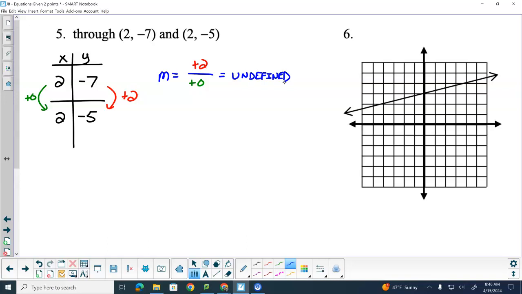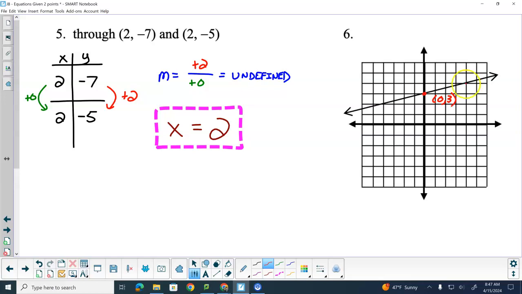Undefined slopes are what? Are they special? So special that they might be on the sideboard? Yes? Which ones are they on the sideboard? They're Bucks lines, right? So vertical, undefined, x equals, what is our x equal to? What is our x equal to? 2. Love it. That's one point we can choose.